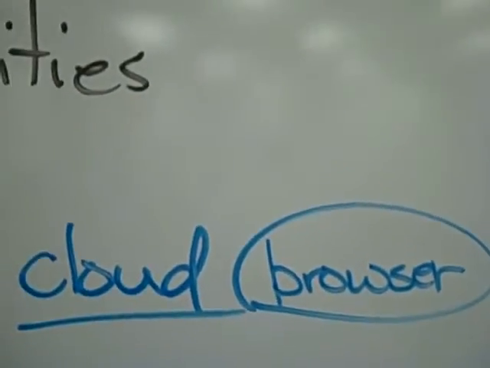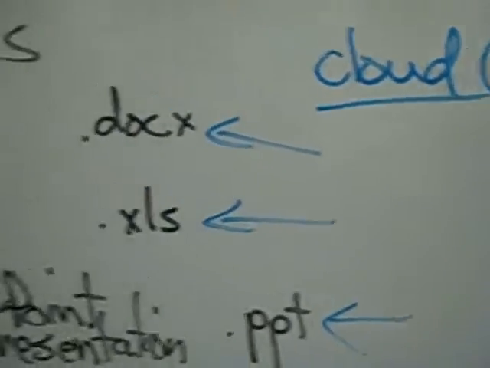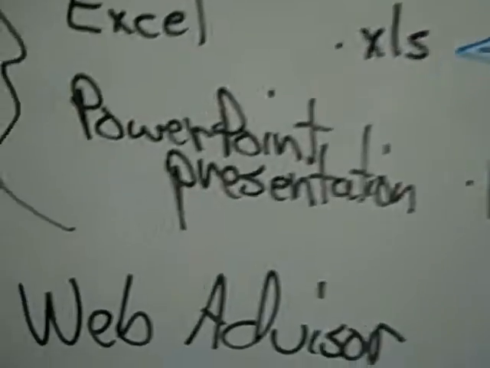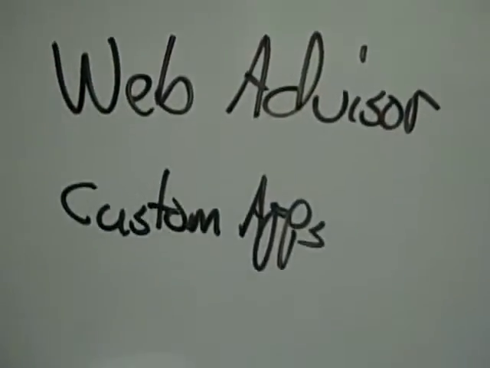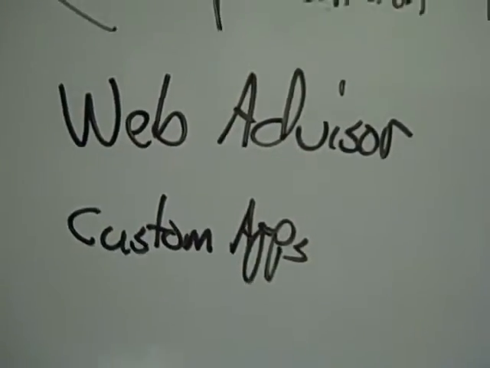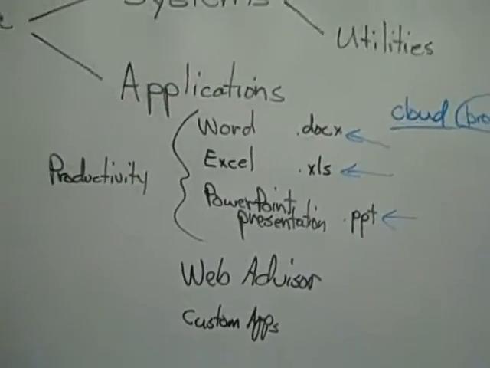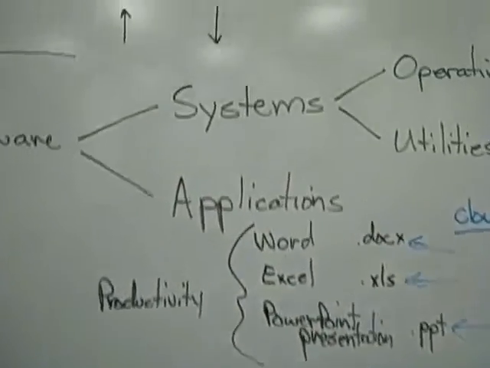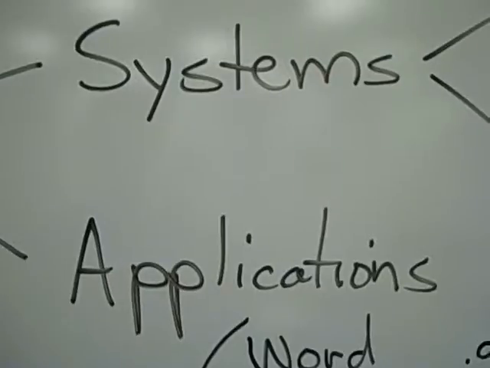And then we talked about doing some of these same things through the cloud. For example, Google Docs, in which you can do some of the same software in the cloud. We talked about Web Advisor here on campus. We talked about custom apps, people can design applications. And then all those applications used for sound and video and entertainment and gaming and all that. The whole world of applications, what we use to do what we need done with technology.